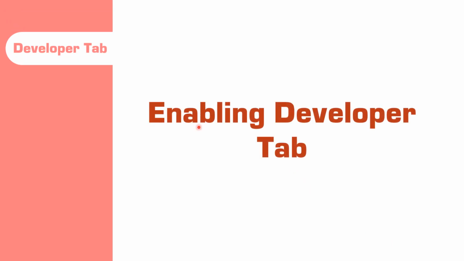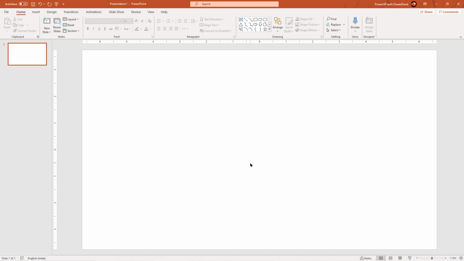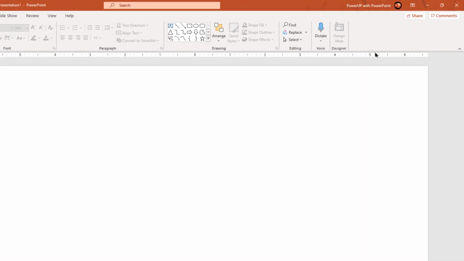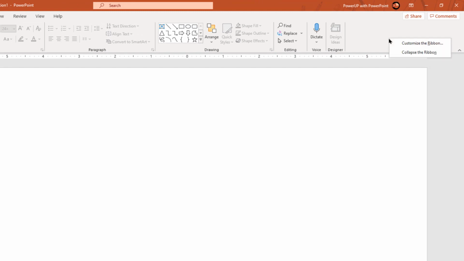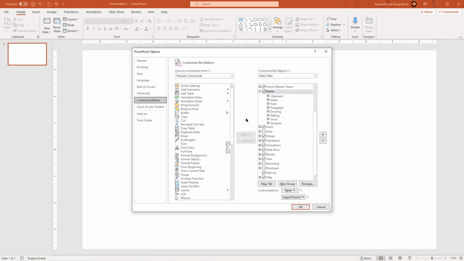So let's start with the developer tab and see how to enable it. Before we start working on VBA, we need to enable something called developer tab, and we can do it in two different ways. First method, go to any empty space in the top menu, right click and then choose customize ribbon to get this window.